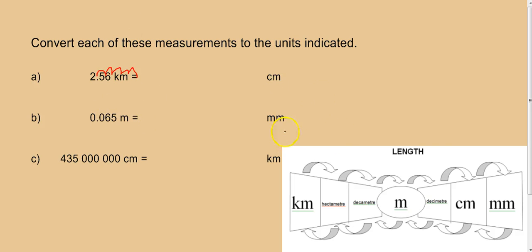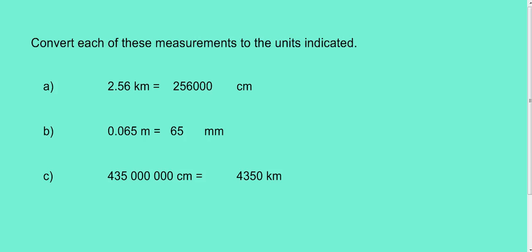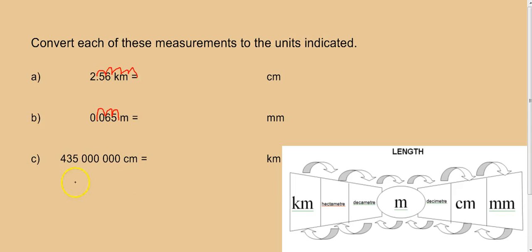Let's look at the next one. Meters into millimeters. So here we have meters here. 1, 2, 3 jumps to the right to get to millimeters. Let's take our pen. 1, 2, 3 jumps to the right. So that's going to give me 65 millimeters. And sure enough, 65 millimeters.